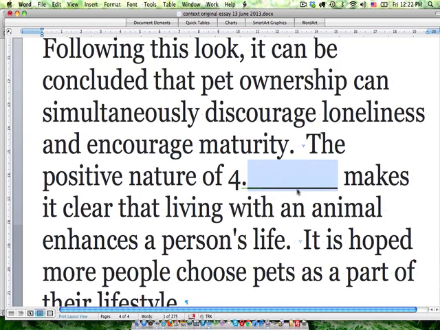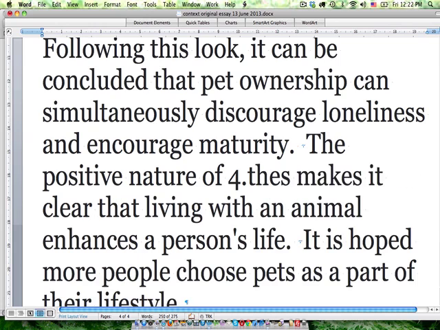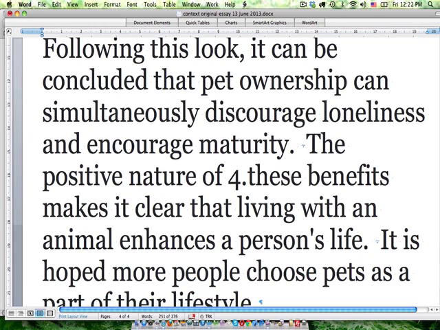Okay, and now again, I think some people could have correctly put the word this again, the positive nature of this. So we're just making reference to the sentence prior and to the ideas brought up prior. Makes it clear that, but the original wording I had here was these benefits. So the positive nature of these benefits makes it clear that living with an animal enhances a person's life.